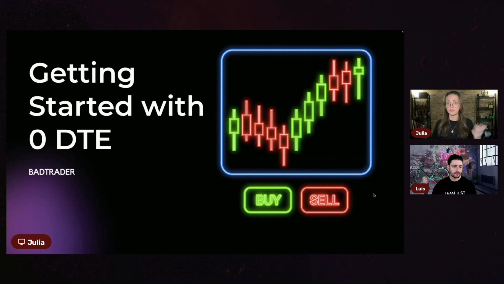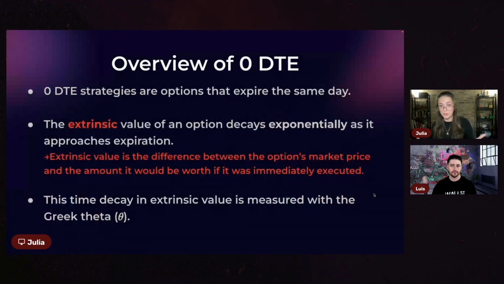So to start out, super basic, zero-day option strategies are options that expire the same day. The extrinsic value of an option decays exponentially as it approaches expiration. That's just one of the mechanics of the extrinsic value of an option. That is basically the difference between the option's market price compared to the amount it would actually be worth if it was executed today. So when implied volatility goes up, that extrinsic value also goes up because investors are willing to pay more for that insurance policy, for that option contract.